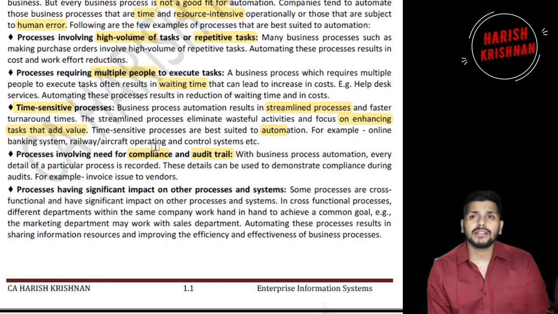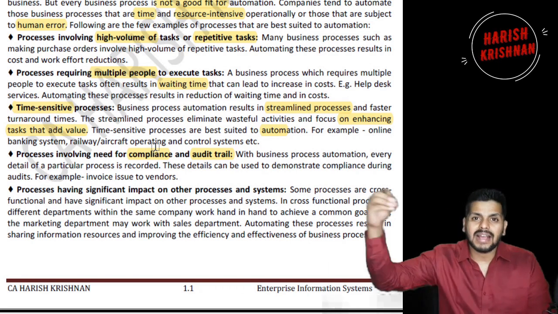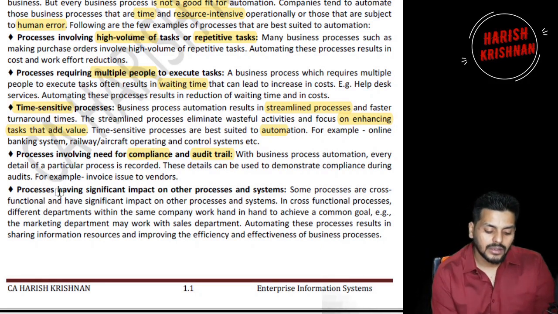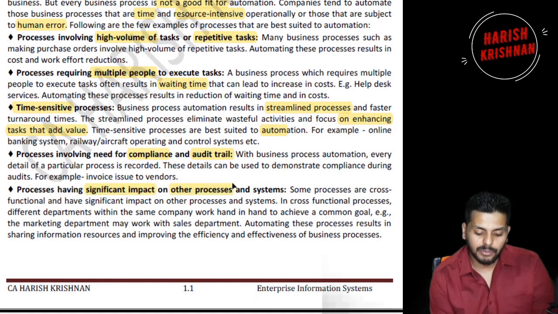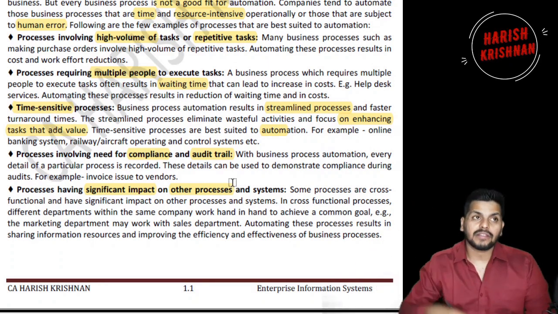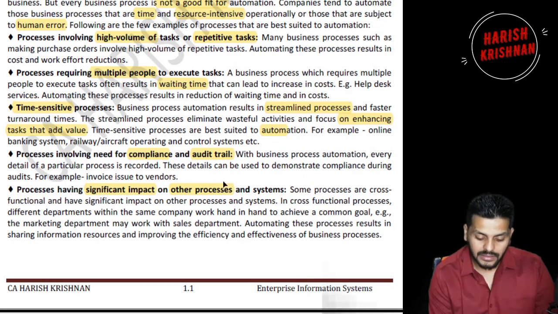And not only this, there is something called a cross-functional process, which means one process will have a link to the other process. In such cases, we have to automate those also, because these are processes that have significant impact on other processes. If you want, you can write down there in brackets: they are called cross-functional processes.